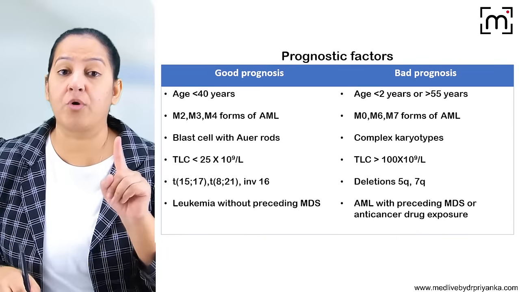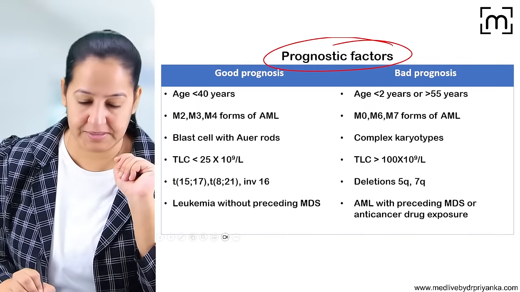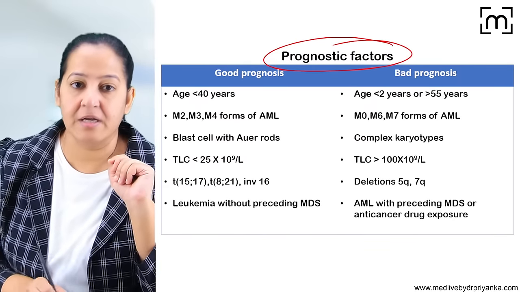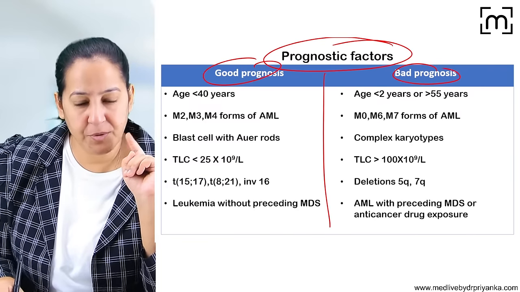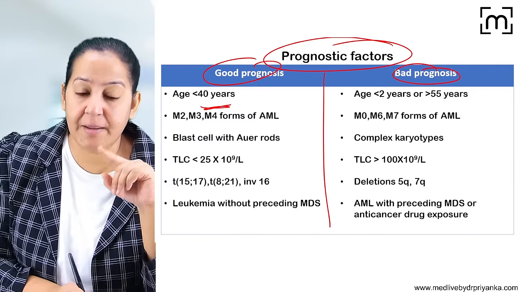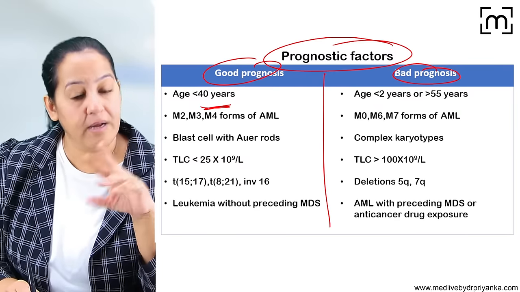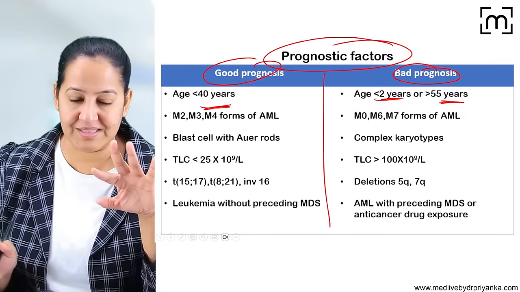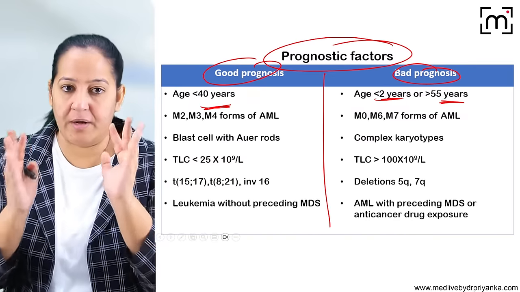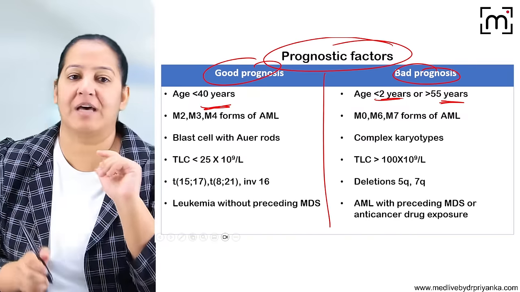Now coming lastly to the prognostic factors, you get many questions on the prognosis of AML. Please learn the good prognostic factors and bad prognostic factors. Most important is the age. If the age is less than 40, prognosis is good. If age is at the extremes, either less than 2 or more than 50, 55, the prognosis is poor. The middle age is good, but extremes are poor.